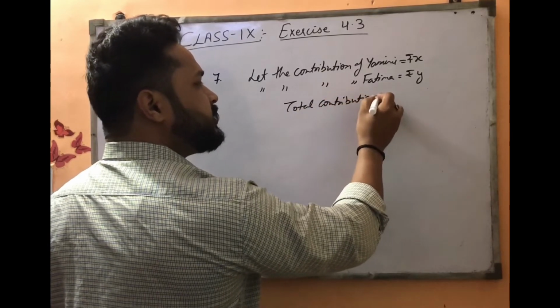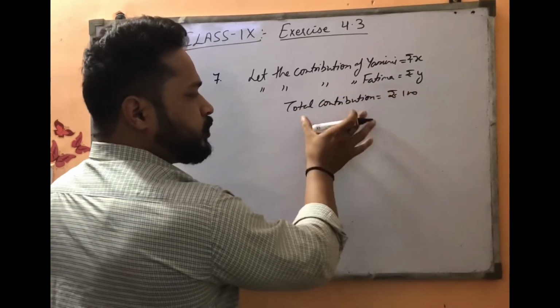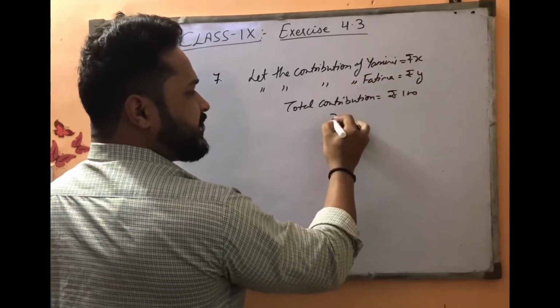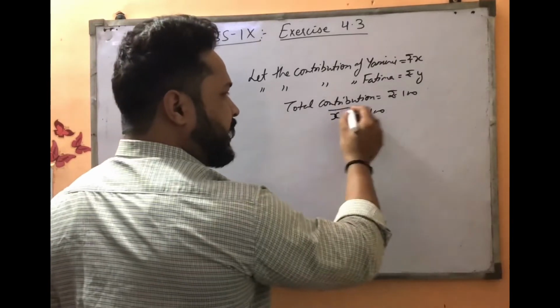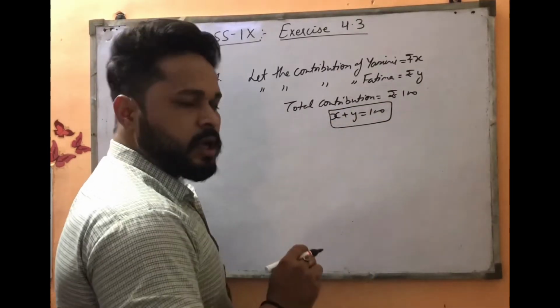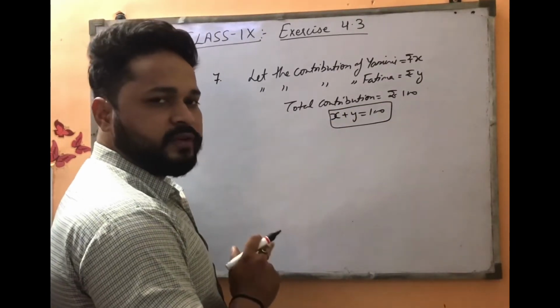As we know that the total contribution is rupees 100. The total contribution is x plus y. That means x plus y is equal to 100. This is the required linear equation. And now we have to draw the graph of this linear equation.